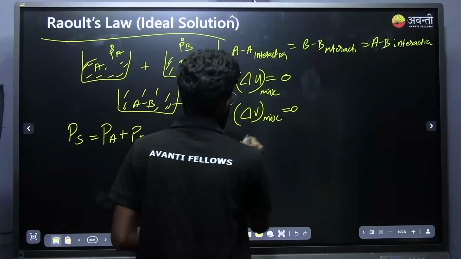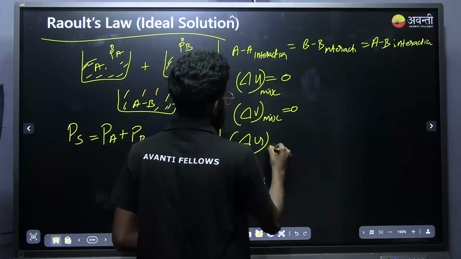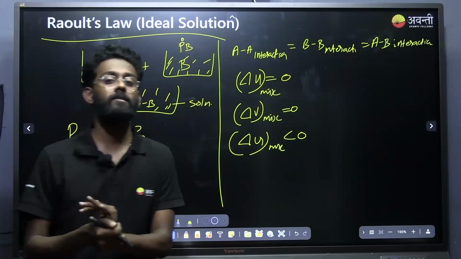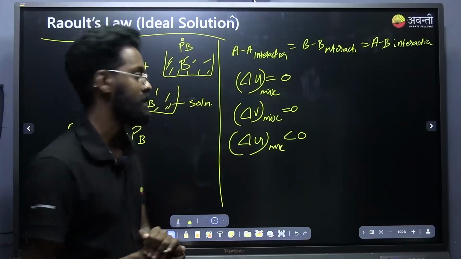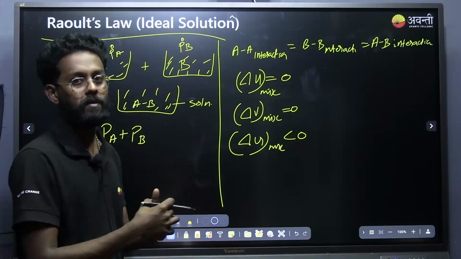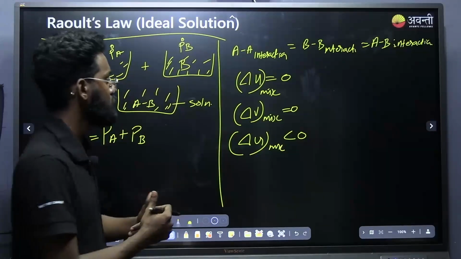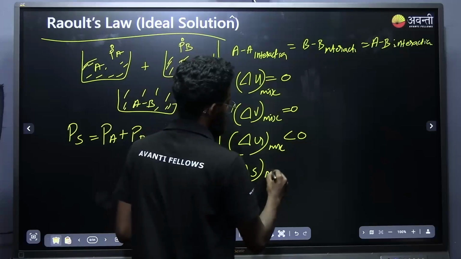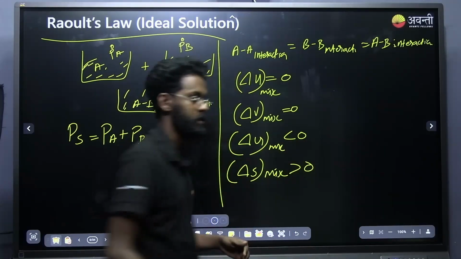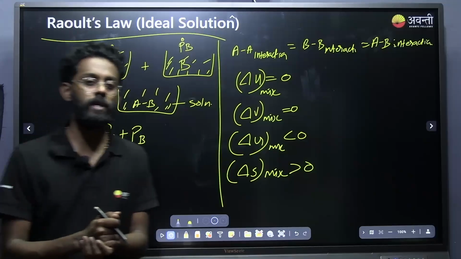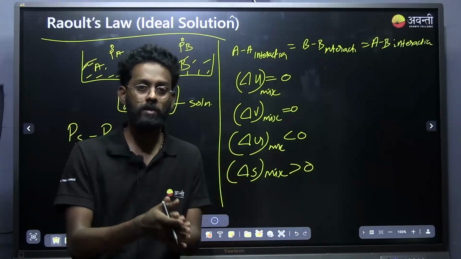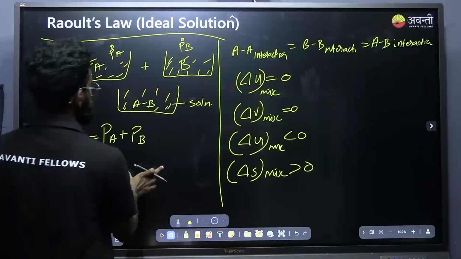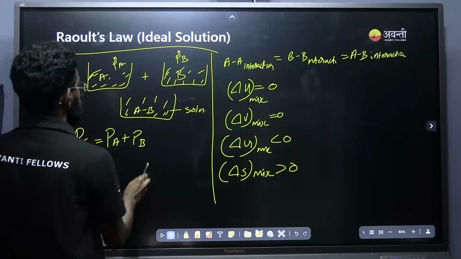Then any other points? What about delta G? Delta G of mixing should be less than 0. Why is it less than 0? Because we all know that for a spontaneous process, delta G should be less than 0. Then only mixing will take place. It should mix; for mixing, it should be spontaneous. And then delta S, what about entropy? Entropy should be greater than 0, because when we mix two solutions, the number of molecules is increasing, their collisions are increasing, so the entropy, the randomness, also will be increasing. So this is the small idea about Raoult's law.